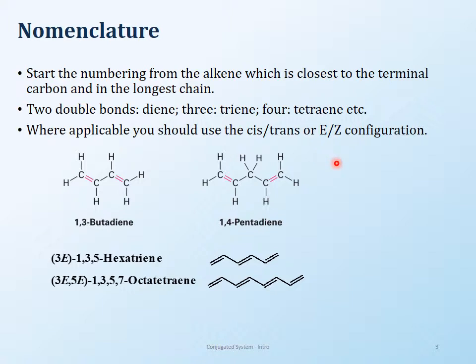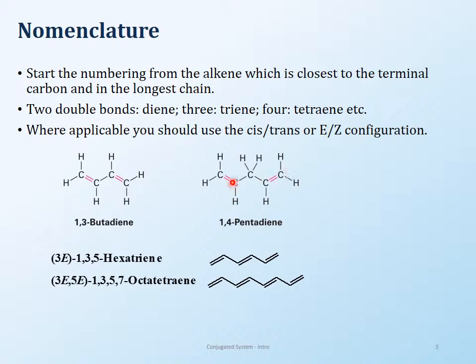Okay, so here is one simple nomenclature. This is 1,3-butadiene. So 1, 2, 3, 4. So 1 and 3. So you take the lowest numbers, as we learned in Organic 1 also. So you take the lowest numbers for the locations. So this is a butadiene, and this one is a 1,4-pentadiene. So 1, 2, 3, 4, pentadiene.